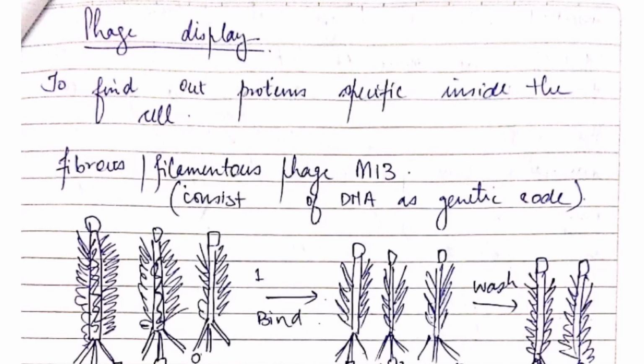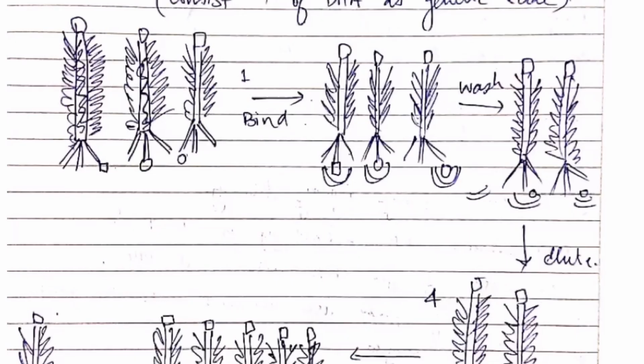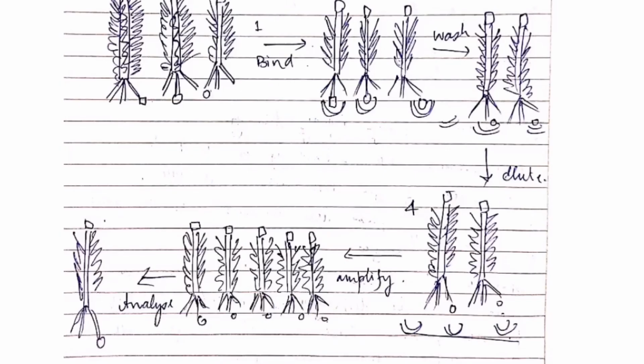I have drawn the diagram, which is in 5 steps, that is binding, washing, eluting, amplifying, and then analyzing them. All the 5 steps are drawn. Do go through them thoroughly. In the next slide, I'll be explaining them stepwise.